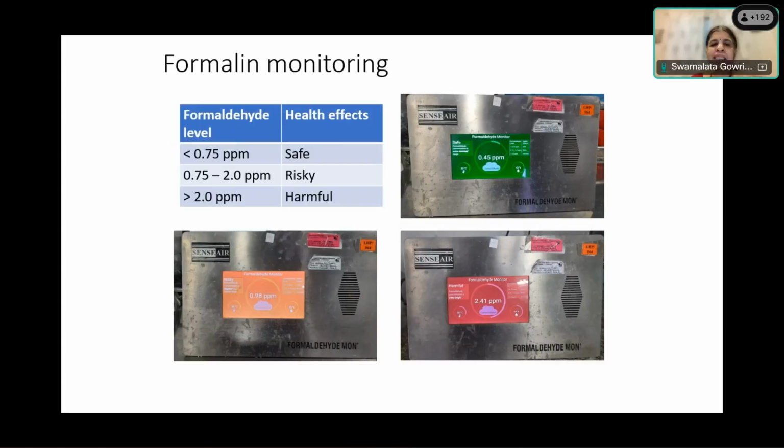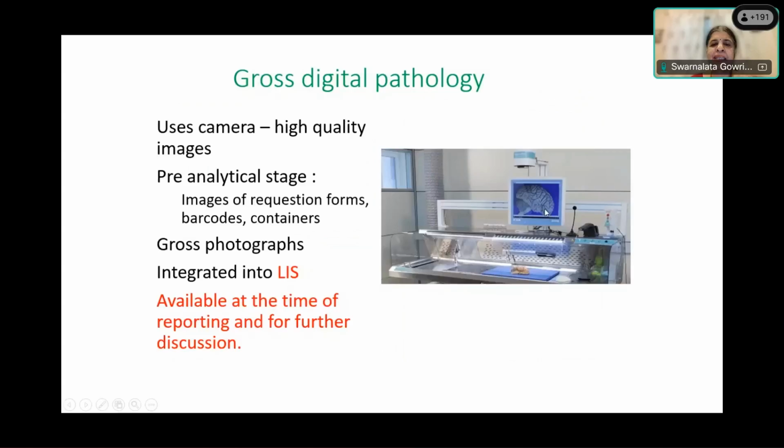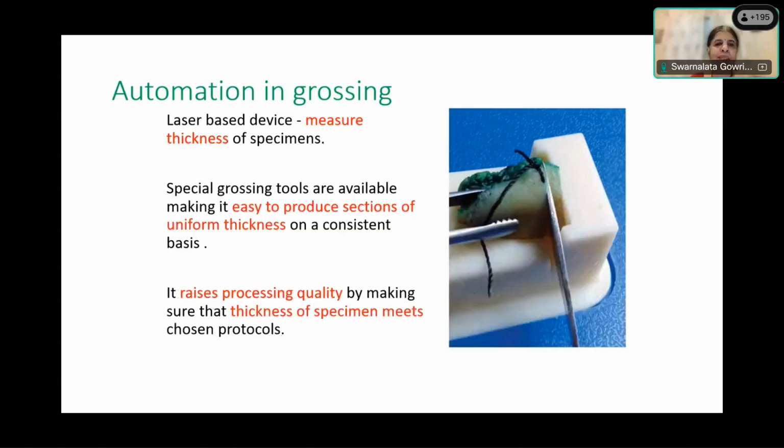You have these modern, very nice gross digital pathology stations available where you can record the photograph, record the gross, and it would be integrated into your LIS and available at the time of reporting. But this is fancy. You can do this even without all this fancy equipment, but you need to follow the basic rules. Is there anything new in grossing?